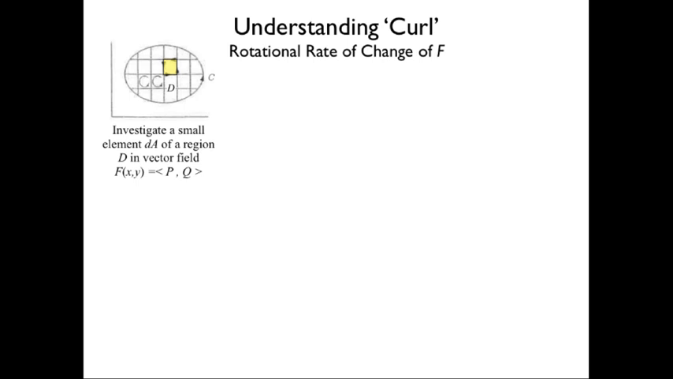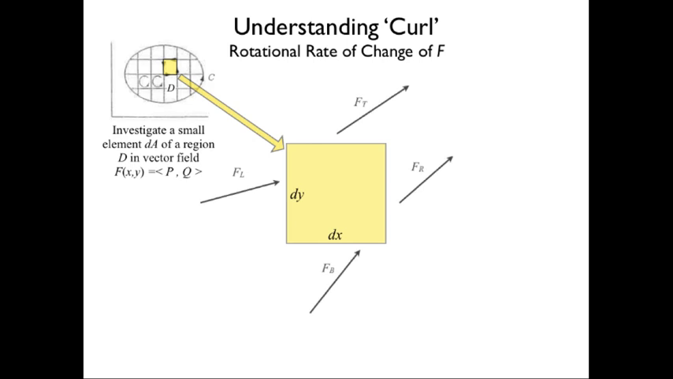Okay, so I'm going to highlight that and blow it up. I'm going to take that little dA, that little element, and blow it up. It's like a rectangle with dimensions dx and dy. Since that lives in the vector field, there are vectors here. I'll call the vector at the top of this little element f of t, the vector at the bottom fb for bottom, and then f left and f right.